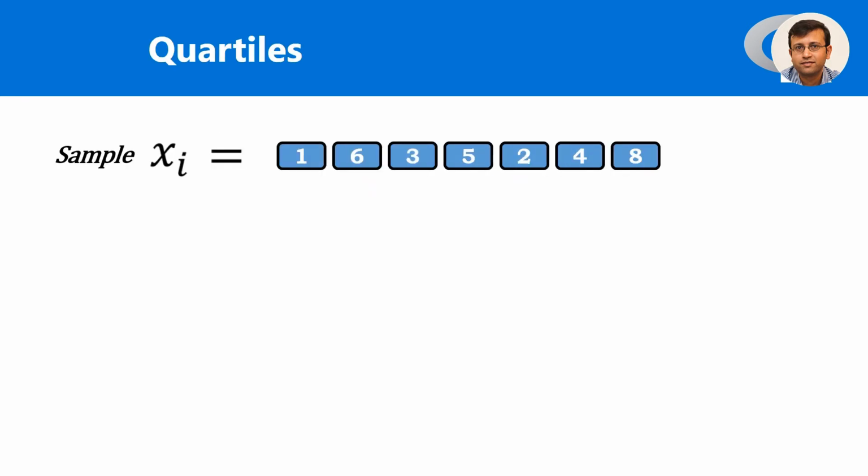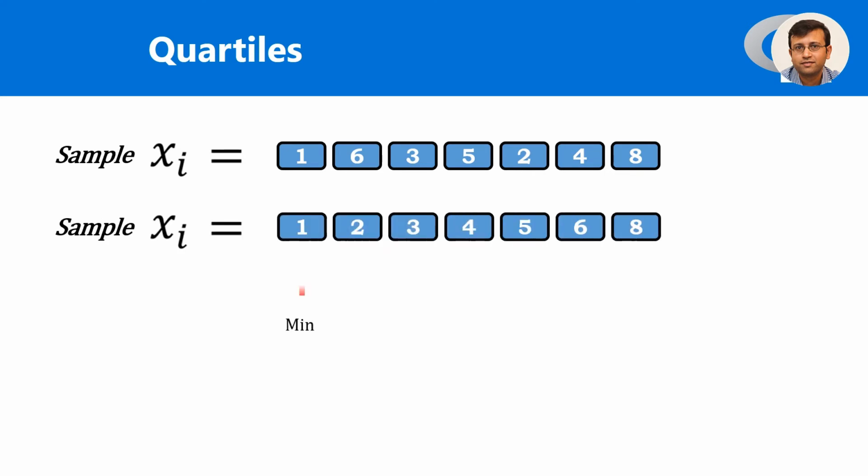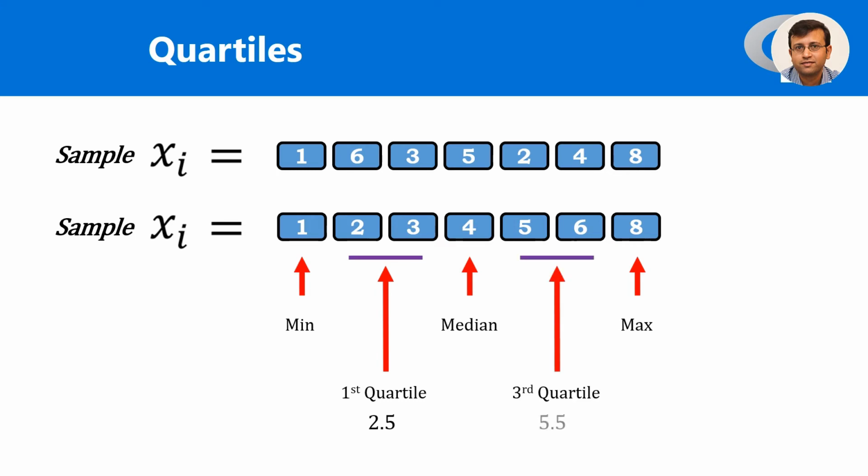Let us look at an example of a sample data to compute the quartiles. We have 7 elements in a sample data set. This data set is sorted and the first element will be of minimum value, and the last element will be the maximum value. The middle element is the median. The values below the median and the minimum value are used to compute the first quartile, which is in this case the average of 2 numbers, and the result is 2.5. The values above the median and the maximum value are used to compute the third quartile, which is in this case the average of 2 numbers, which is 5.5.